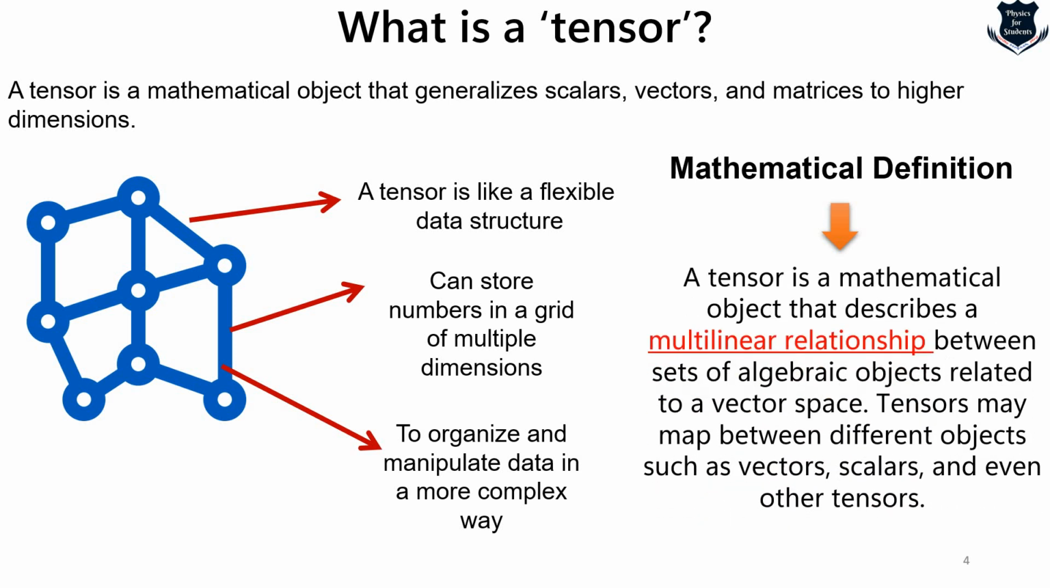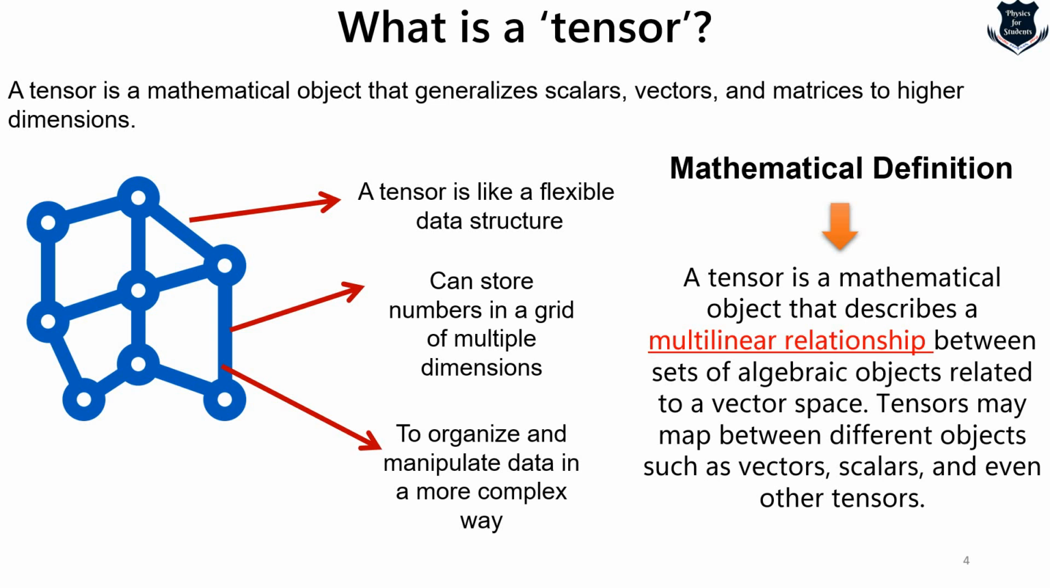The mathematical definition tells us that a tensor is a mathematical object that describes a multilinear relationship. Why multilinear? Because it stores in multiple dimensions between sets of algebraic objects related to a vector space. So tensors can map between different sets of objects like scalars, and so on. So we understand that because it stores stretched information, it stores in multiple dimensions in a complex way, and it is a flexible data structure.